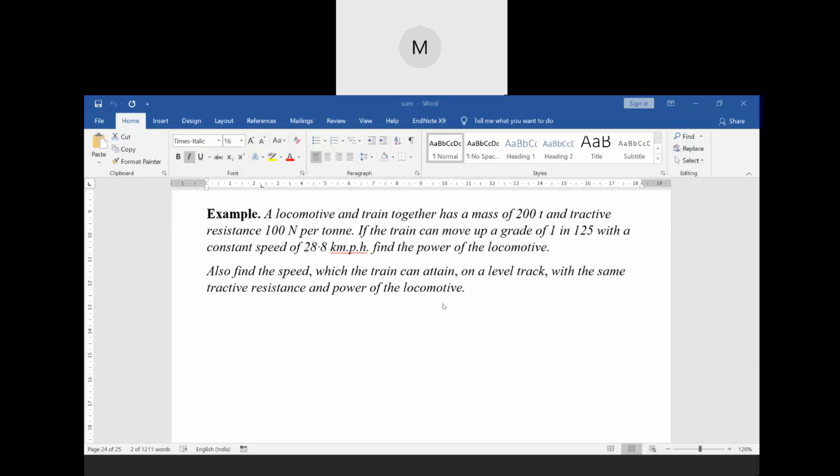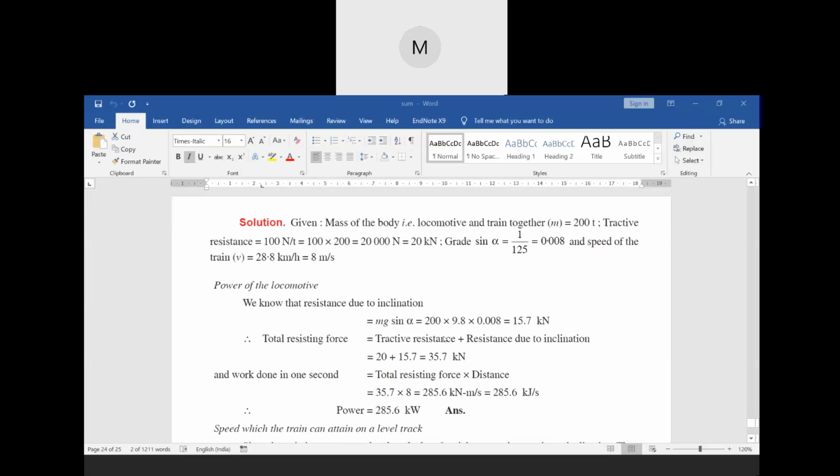And then in the second part, what we have to do is to find the speed which the train can attain on a level track, with the same tractive resistance and power of the locomotive. So you have to find all these. So first things first.